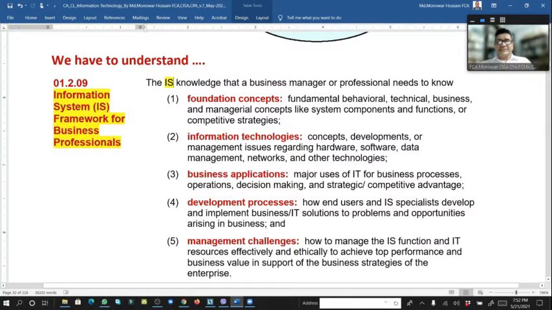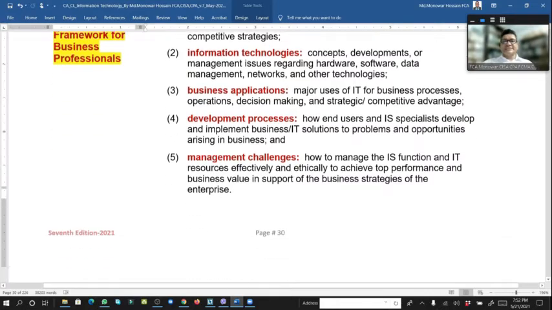And management challenges: how to manage the information system function and information technology resources effectively, efficiently, and ethically to achieve top performance and business value in support of the business strategy of the enterprise. So the information system framework for the business professional: we need to understand fundamental concepts, information technology, business application, development process, management challenges, etc.